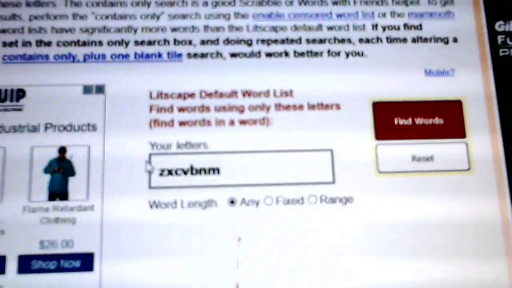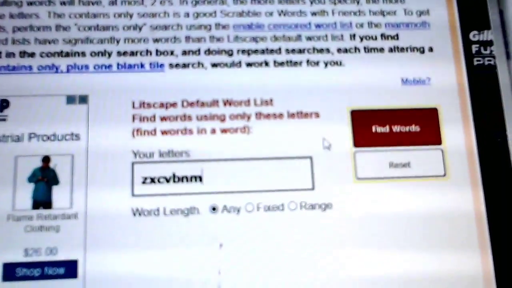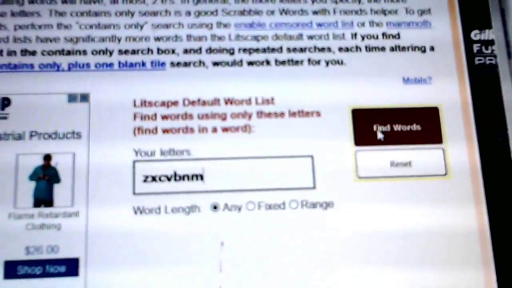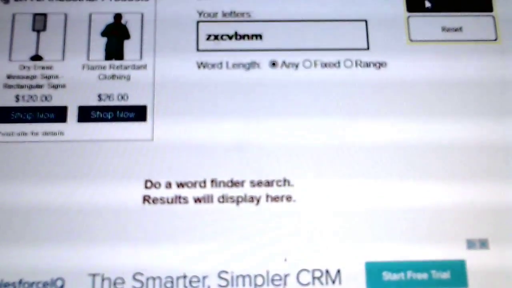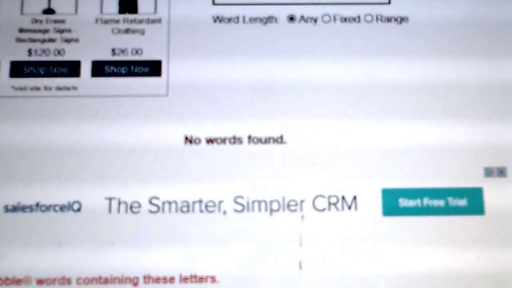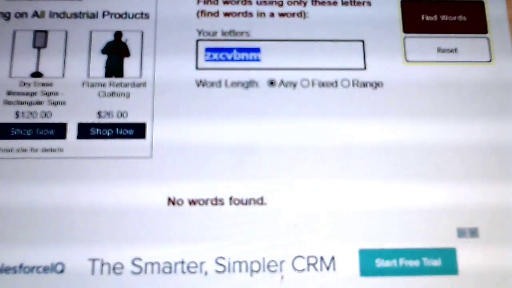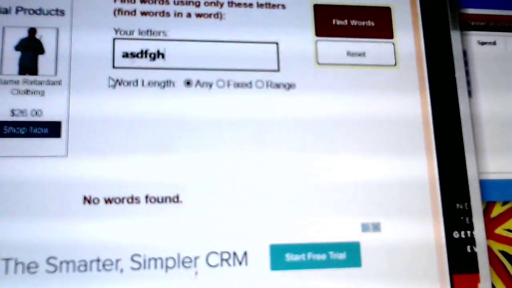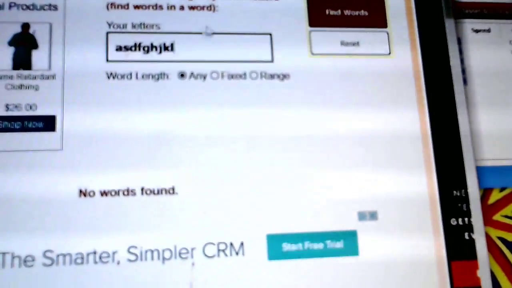Okay, you got the 1, 2, 3, 4, 5, 6, 7. We're going to go to find words. Does anybody see any words in here? You ready for the find words? Processing. No words found. In the bottom part of your keyboard, no words found. Now we're going to go to the next part of the keyboard.